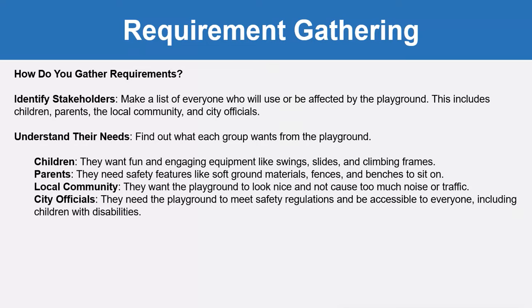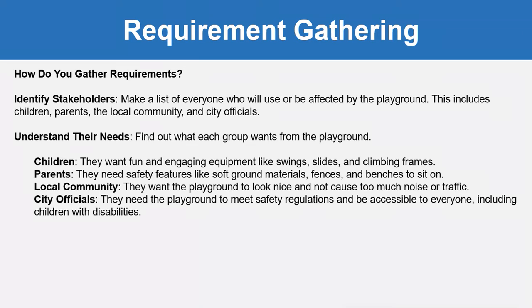So how do you gather requirements? First, we have to identify the stakeholders. Make a list of everyone who will use or be affected by the playground. This includes children, parents, local community and city officials. Then understand their needs. Find out what each group wants from the playground.